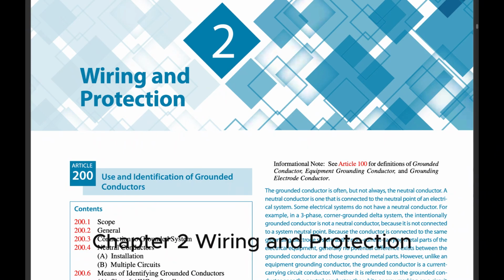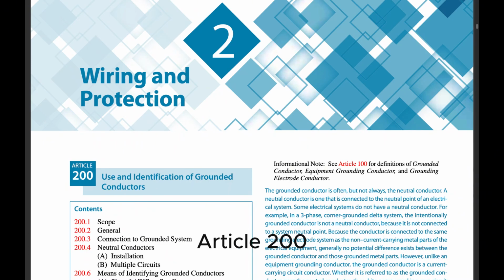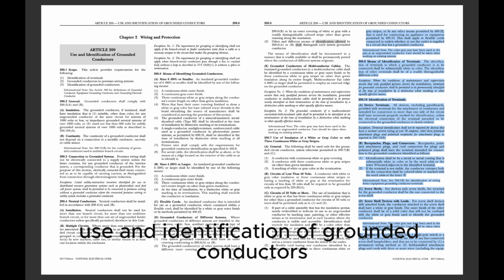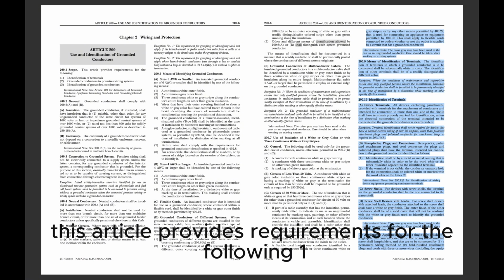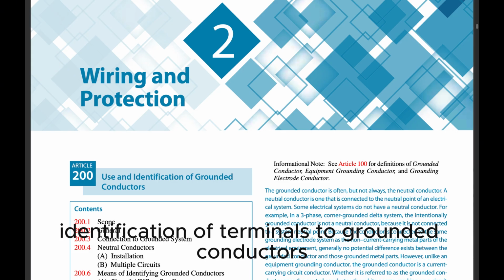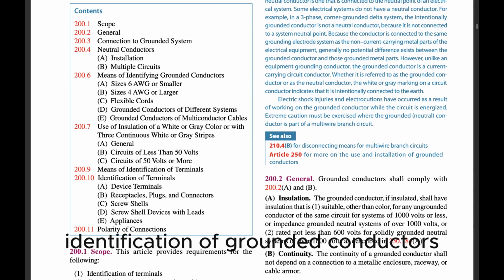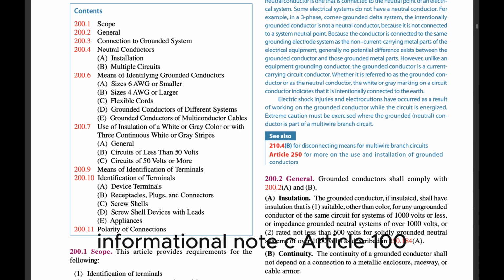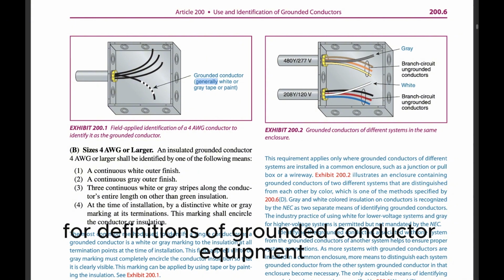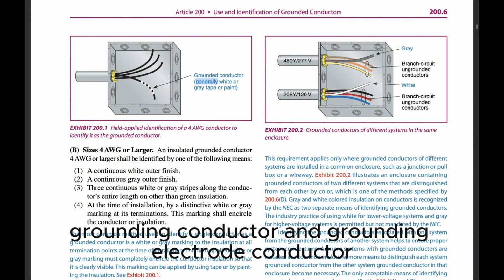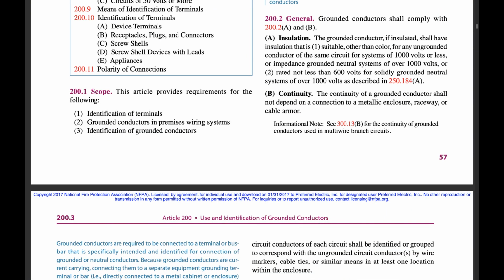Chapter 2, Wiring and Protection. Article 200, Use and Identification of Grounded Conductors. 200.1 Scope. This article provides requirements for the following: 1. Identification of terminals. 2. Grounded conductors in premises wiring systems. 3. Identification of grounded conductors. Informational note: See Article 100 for definitions of grounded conductor, equipment grounding conductor, and grounding electrode conductor.